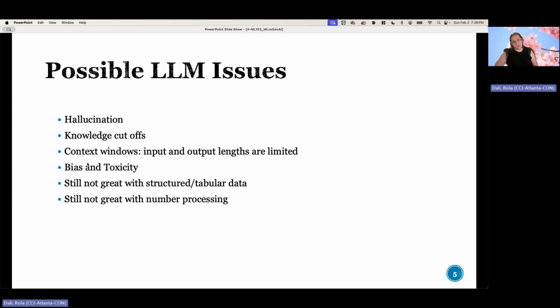There's issues with bias and toxicity. The model sees data from the internet, which of course has a lot of biases baked into it, and so the model sometimes reflects that. They're still not really great at structured or tabular data, and they're not really good at number processing, and we'll see why. There's a few issues where they're not necessarily great, but they are very powerful and they do a lot of really cool things, and we'll see some of those things.